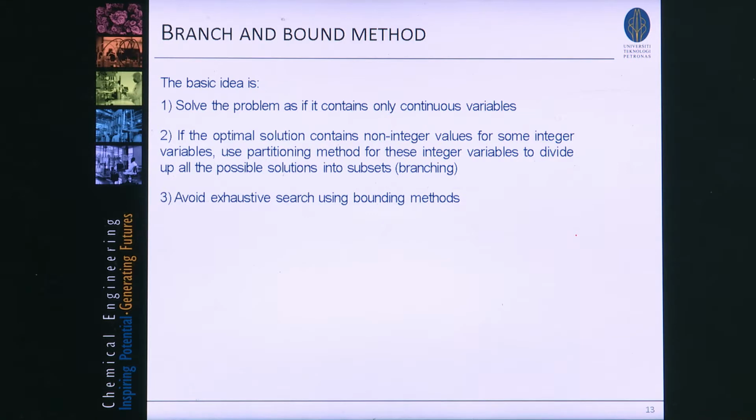So now, branch and bound. In branch and bound, we solve the problem as if it contains only continuous variables. And if the optimal solution contains non-integer values for some integer variables, so if we treat them as continuous variables, the result shows a non-integer value.